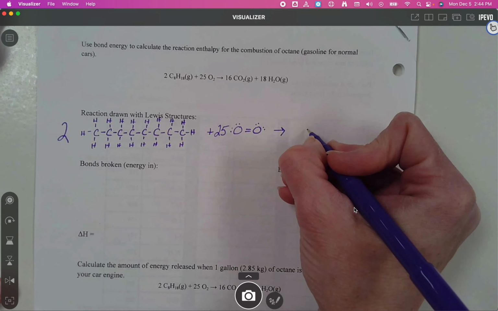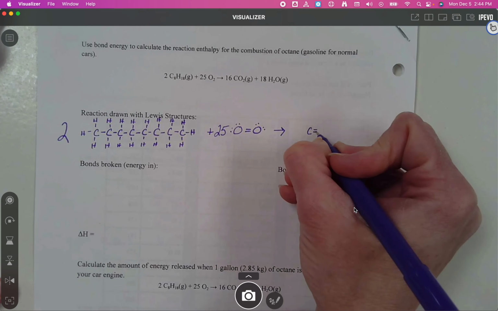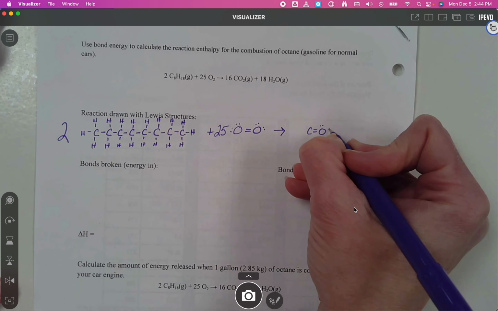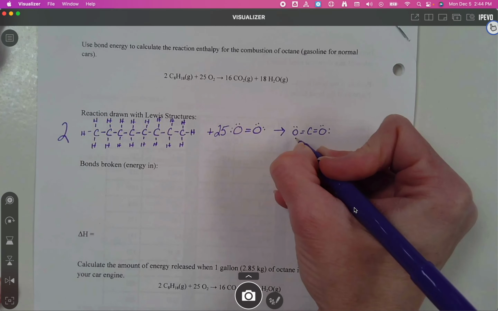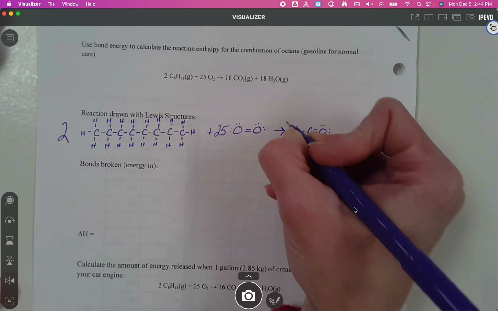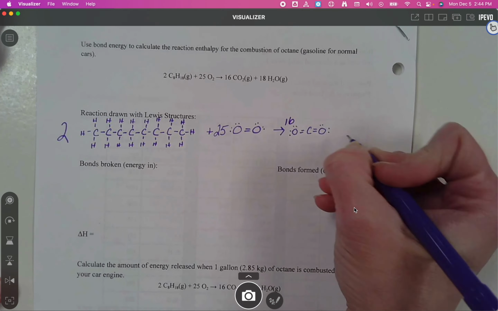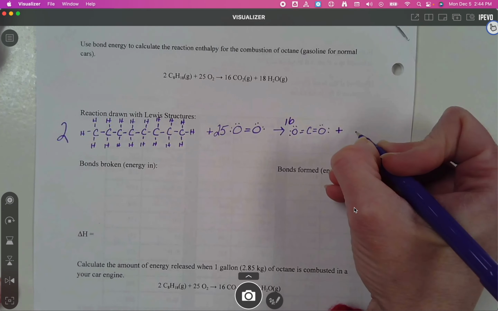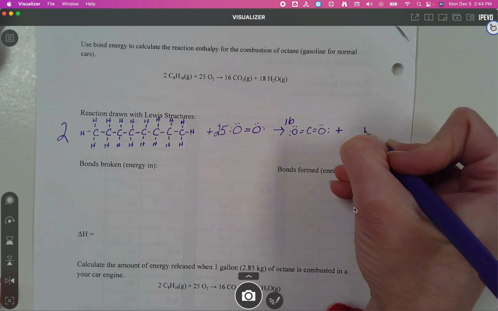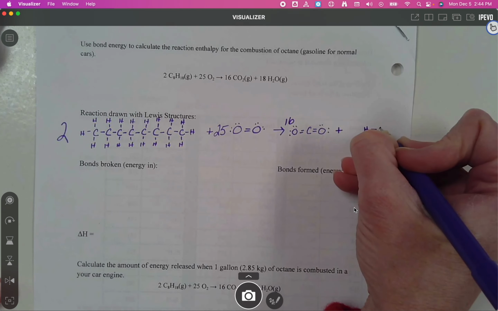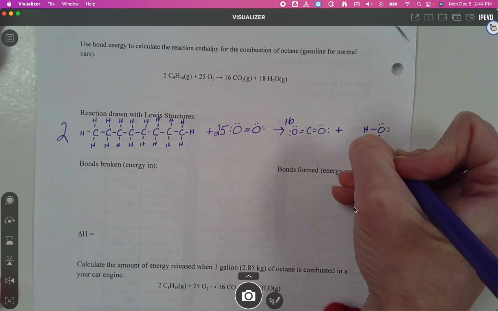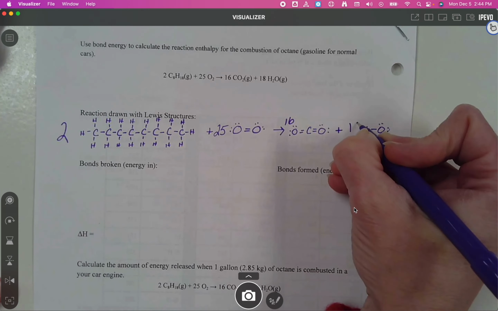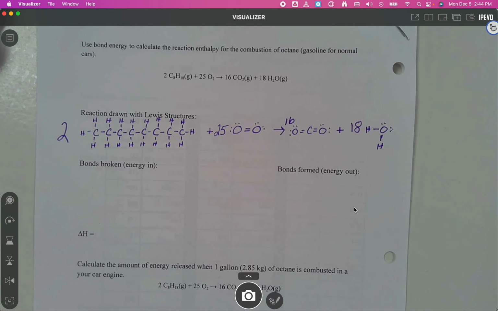Produces some carbon dioxide, times 16, plus some water molecules, times 18.